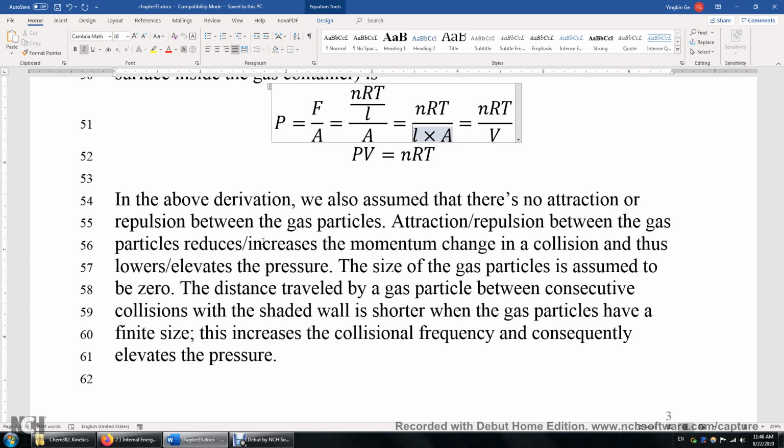If the gas particles have a finite size, that will slightly reduce the distance traveled by a gas particle between its consecutive collisions. It does not have to travel the full 2L distance to complete another collision. So in this case, that will increase the number of collisions per time period. And also, it's going to increase the pressure of the gas consequently.